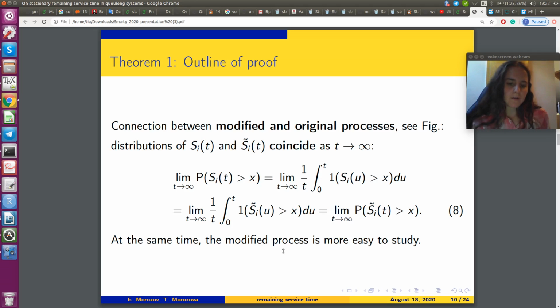This is an advantage, because now we can just study the modified process, which is easier because it has no gaps. So we're going to focus on this process.